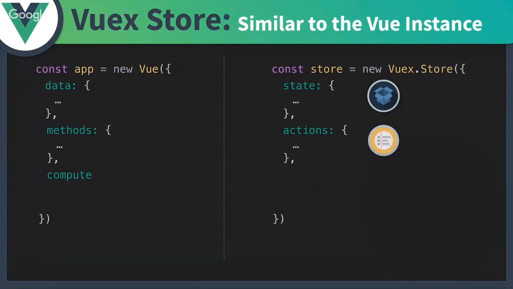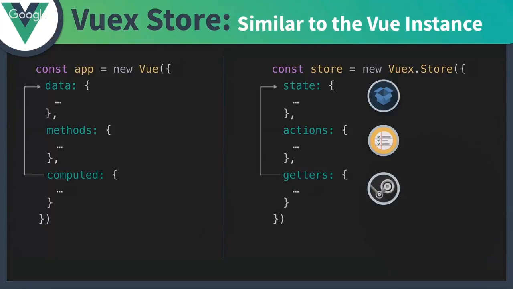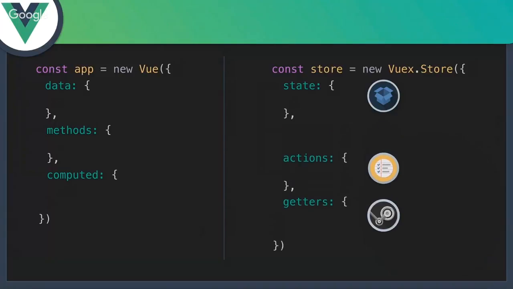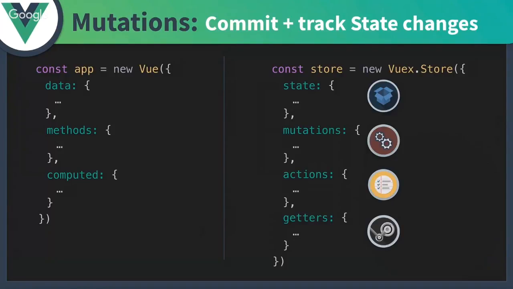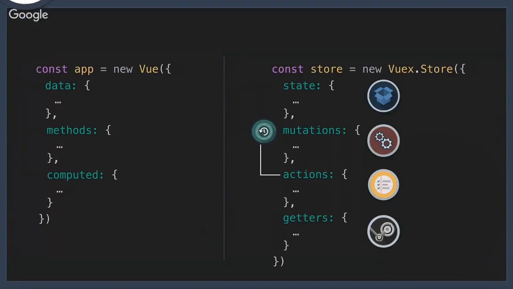And while the instance has computed properties, which can access our data, the Vuex store has getters, which can access our state. The difference here is the store also has mutations. Mutations are used to commit and track state changes. It's a best practice to have our actions call mutations which update our state directly. And by using the Vue dev tools, we can do time travel debugging, and we can roll back a mutation which reverts the state to its previous value.